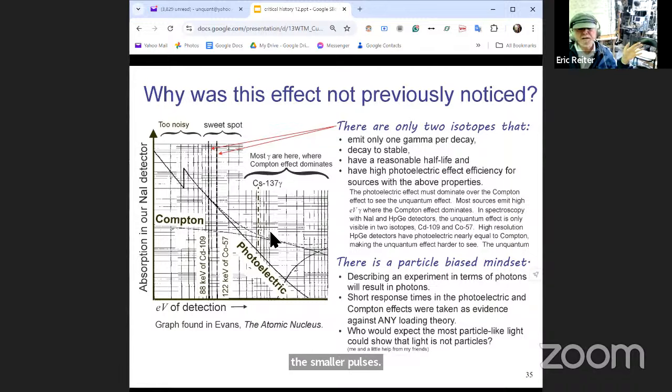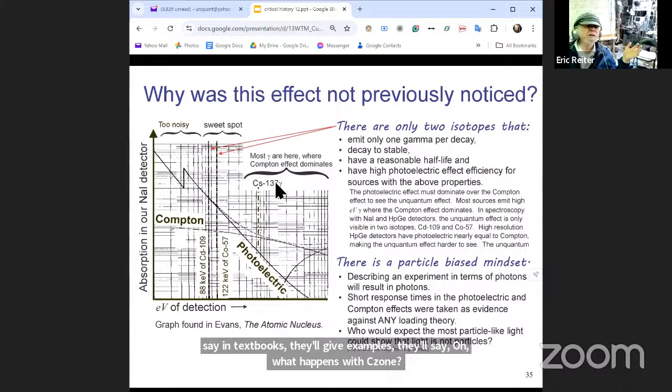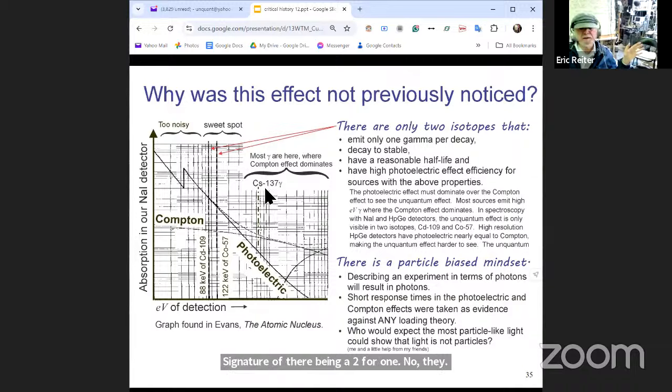And up here, where the Compton effect dominates, let's say in textbooks, they'll give examples. They'll say, oh, what happens with cesium-137? Can you see an anomalous signature of there being a 2-for-1? No, I'll show this later. But you do not see the unquantum effect up here because the Compton effect dominates.